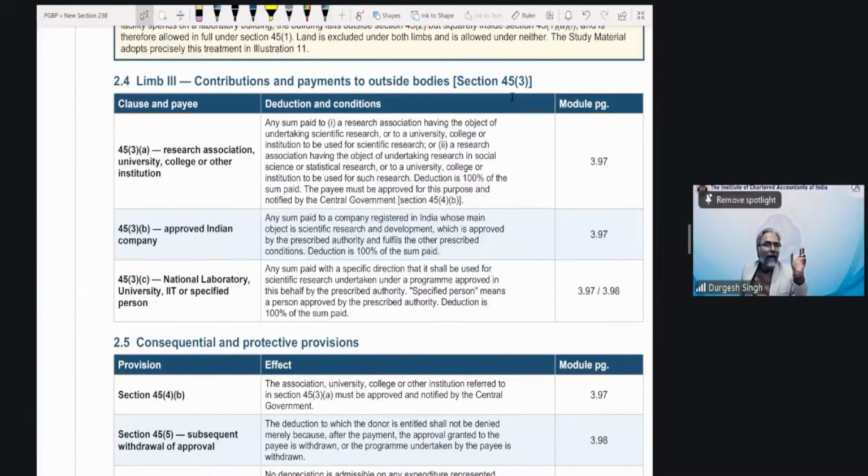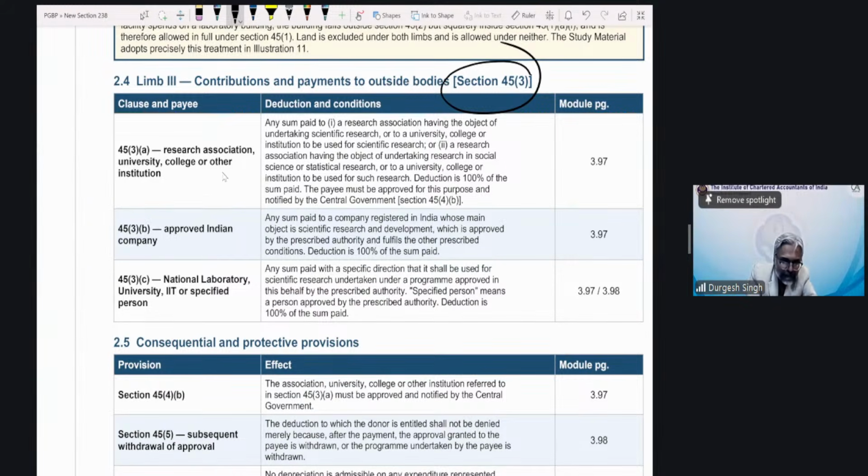Okay. Now, is it to do anything to my business? Answer is no. This has got nothing to do with my business. I am giving the donation to IIT. Will I be eligible to claim a deduction in computing my PGVP? Answer is yes. 45.3 allows me the deduction, and this is exactly what 45.3 does.